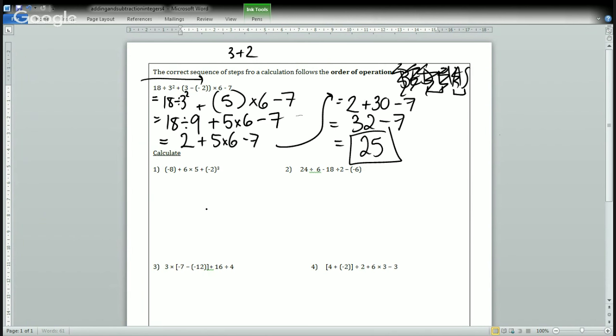Really important to set up your questions the way that I modeled here. Your equal sign should be there. Any rough work is over on the side, not in the actual equation. Okay, good luck, have fun, and if you have any questions, bring them to class next day.